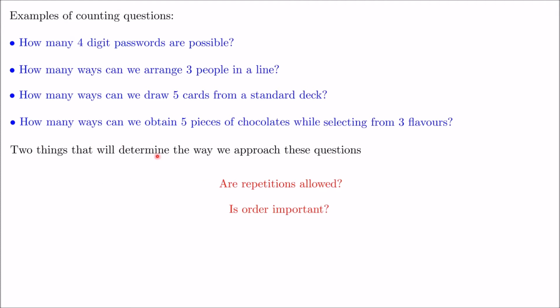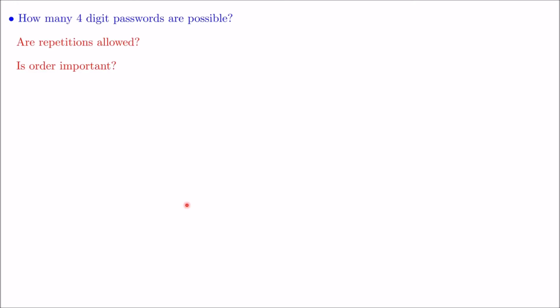Okay, so this is a really important thing going into the whole topic. Basically, how we're going to approach each one of these questions is going to be dependent on 2 characteristics of the situation. So for each one of these scenarios, we're going to ask these 2 questions. We're going to wonder whether repetitions are allowed in these situations, and whether or not order is significant. So we're going to look at these situations and look at the answers to these 2 questions. So let's examine the password one first.